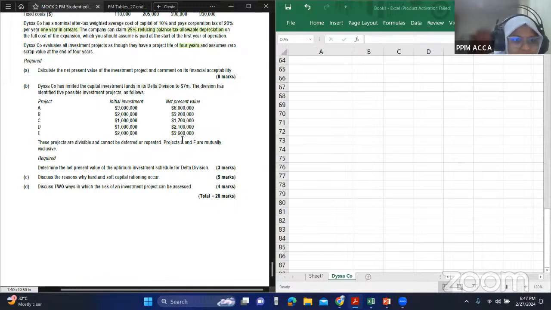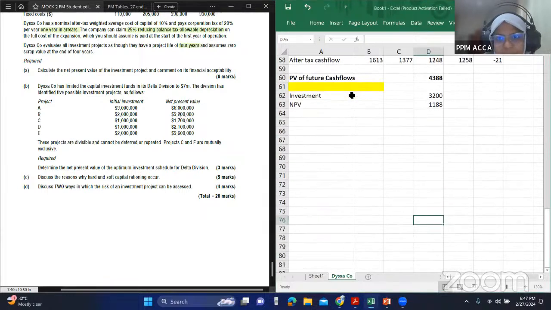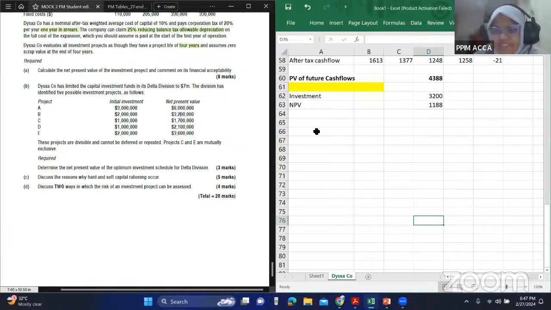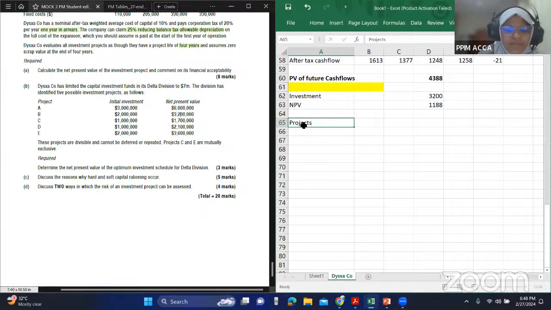If you're doing project E, you can't do project C. Requirement: determine the net present value of the optimum investment schedule for the delta division. Okay, so let me work this out. First, I'll type what they're saying here. We have different projects: A, B, C, D, and E.